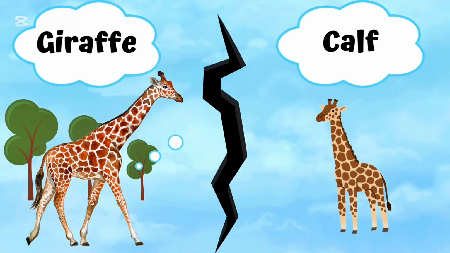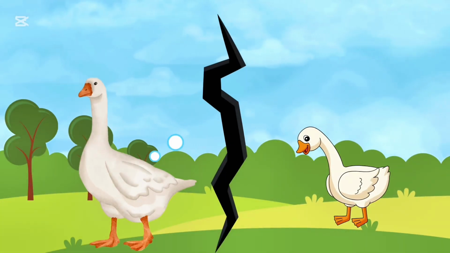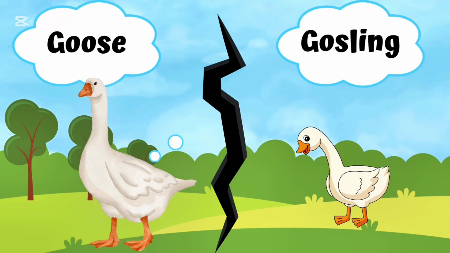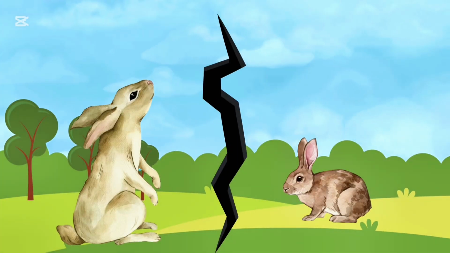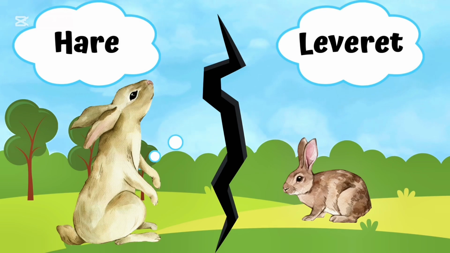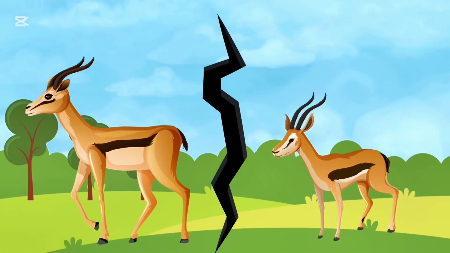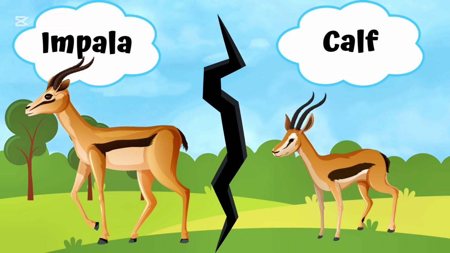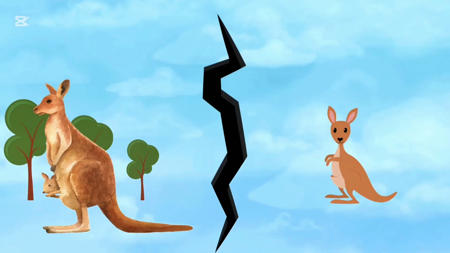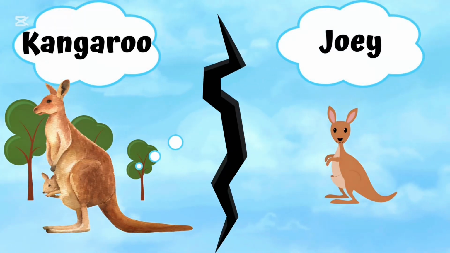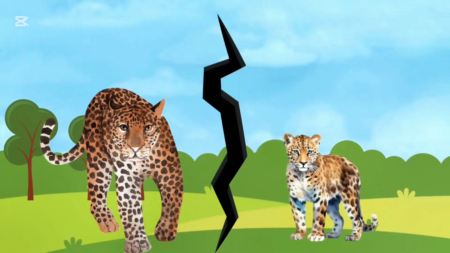Giraffe, baby name calf. Goat, baby name kid. Goose, baby name gosling. Guinea pig, baby name pup. Hare, baby name leveret. Horse, baby name foal. Impala, baby name calf. Jaguar, baby name cub. Kangaroo, baby name joey. Koala, baby name joey.